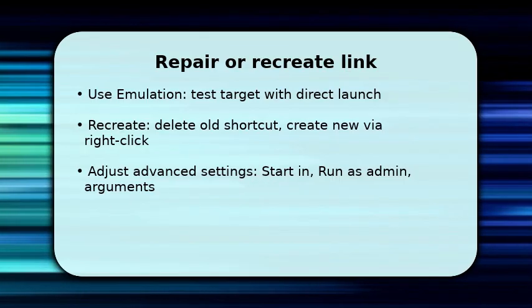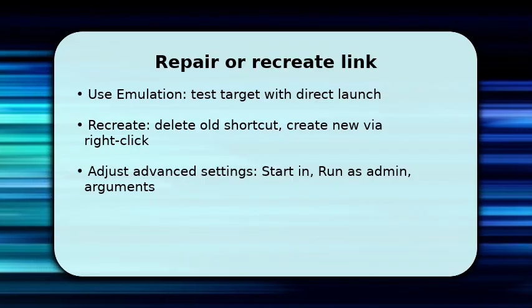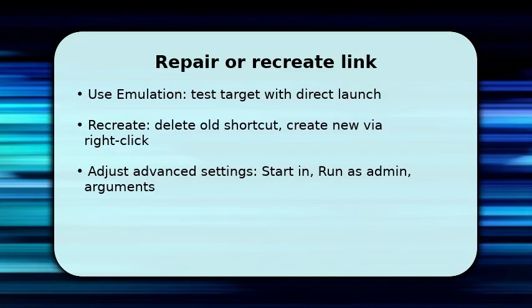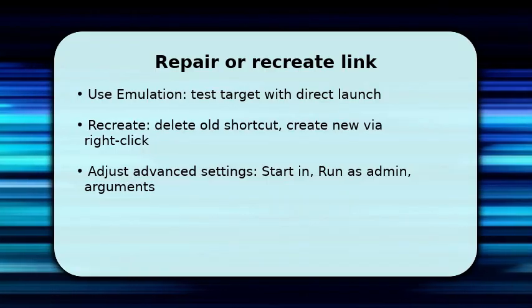Make sure to set Start In if the app requires a working directory, add command line arguments if needed, and toggle Run as administrator only when necessary. These steps fix most middle-stage issues, where the link metadata is the problem. You finish by testing the new shortcut under typical conditions and with elevated rights if relevant.